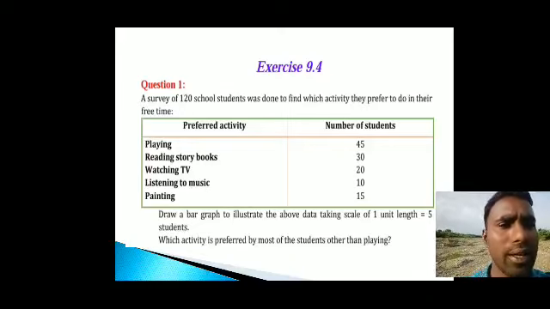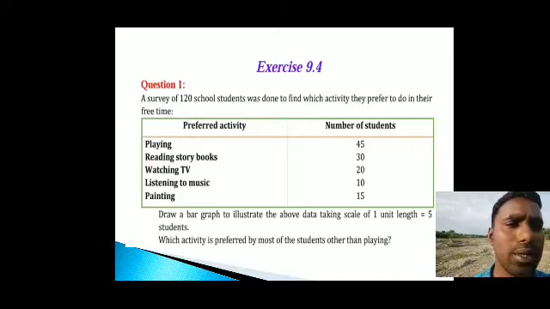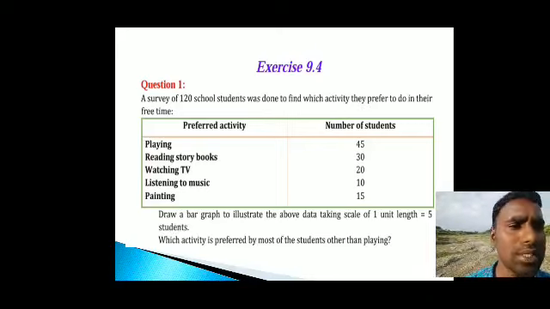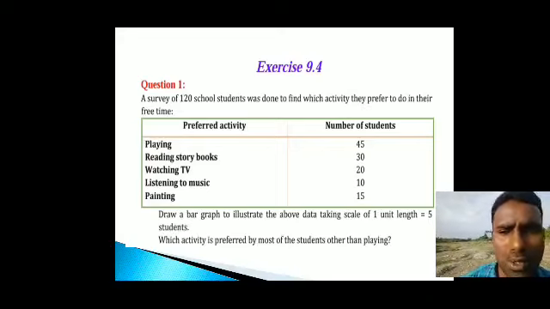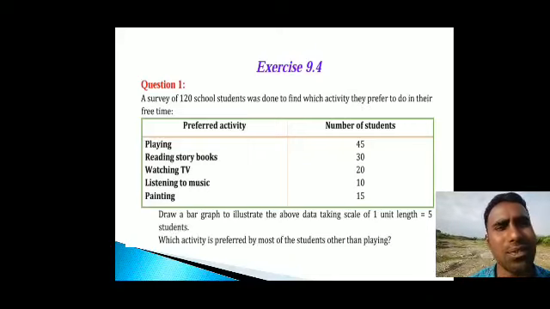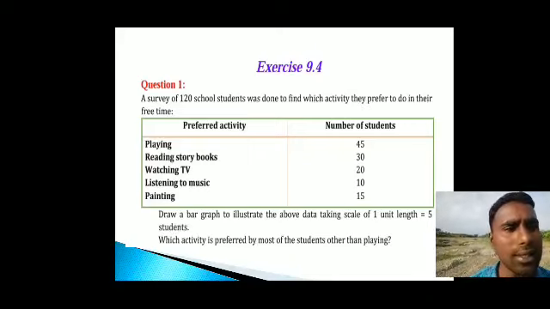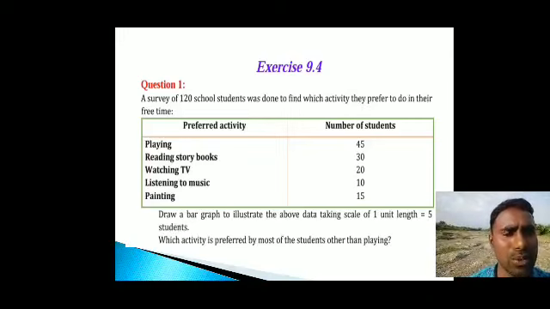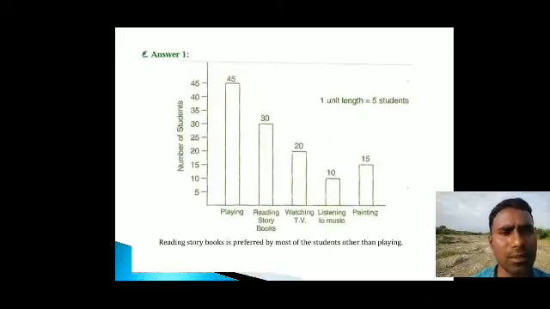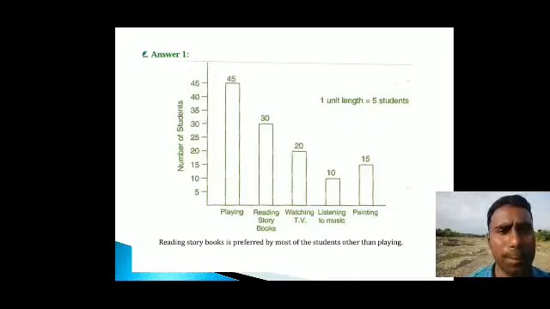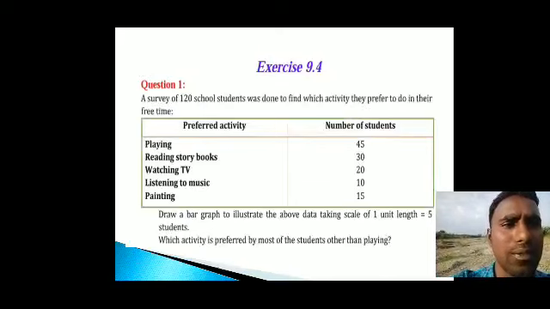Among this given data, draw a bar graph to illustrate the above data, taking 1 unit length as 5 students. So 1 unit length you have to take as 5 students. Which activity is preferred by most of the students other than playing? Okay, so other than playing, which activity is preferred more? By seeing itself we can tell, but anyway, if we plot the bar graph then we can visualize it easily. First one, playing. For playing, see here, how much they have given: 45.